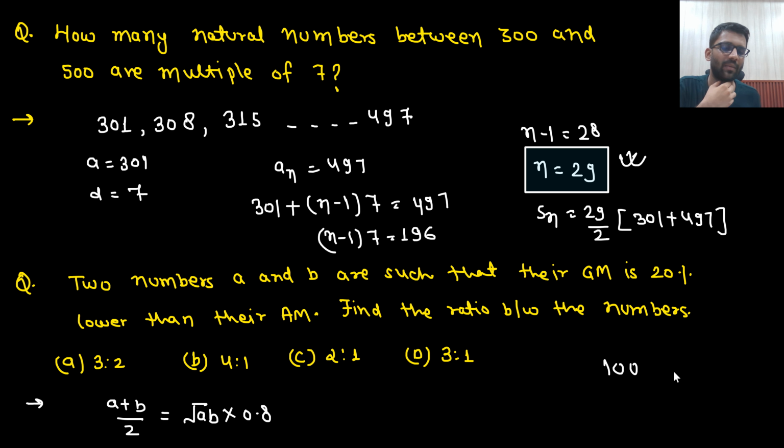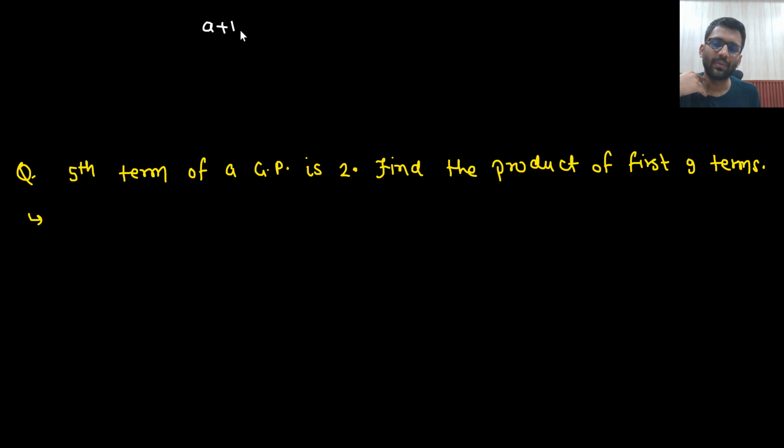I got 100 marks, one guy got 80 marks. So what I will say, this guy got 20% less marks than me. That means this guy got 80% of the marks which I got. So root AB into 0.8. So you need to solve this equation. You need to get the ratio of A by B. So A plus B by 2 is equal to root AB into 0.8. 0.8 can be written as 8 by 10 or 4 by 5, right?